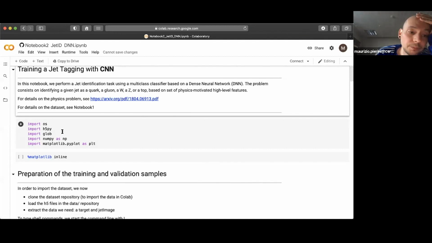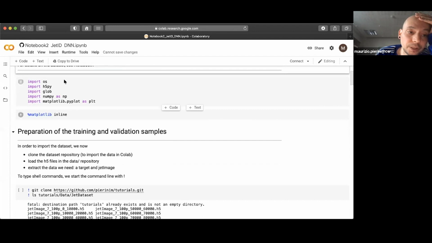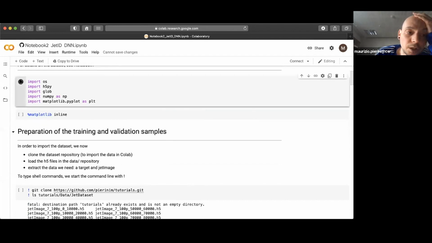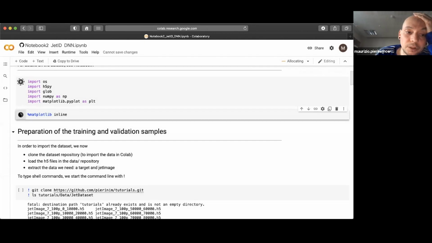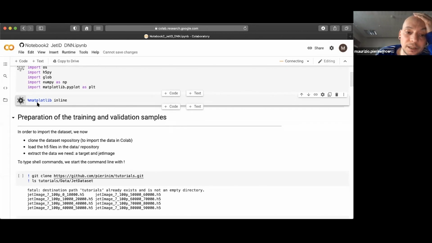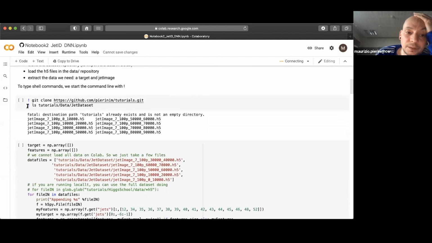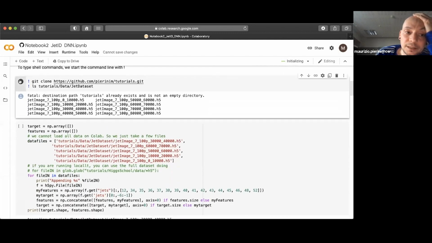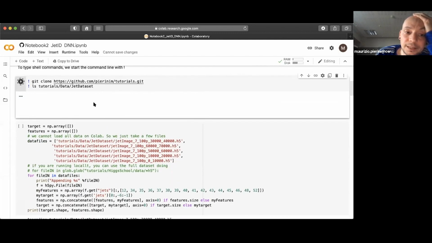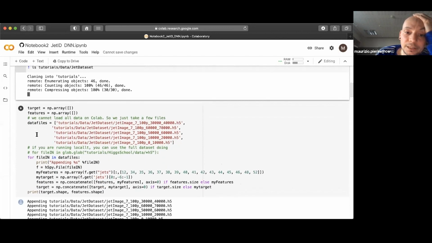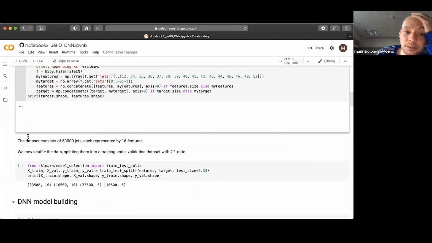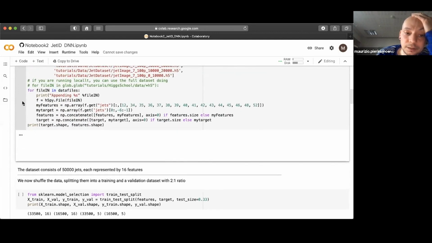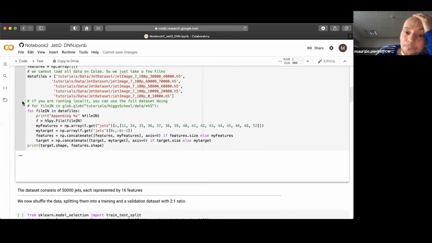Then this is a notebook. I guess you're familiar with notebooks. So you start running cells. I'm not going to go into the details, these are very standard things. But what's happening here is that this downloads the data set, and each data set is scattered across a few files. So here I'm reading the files in and then attaching the data sets into a single file.